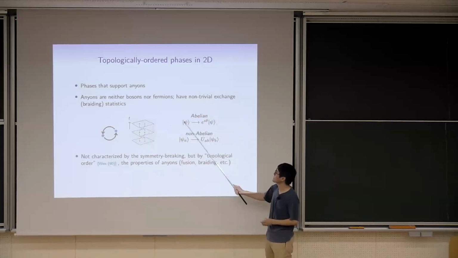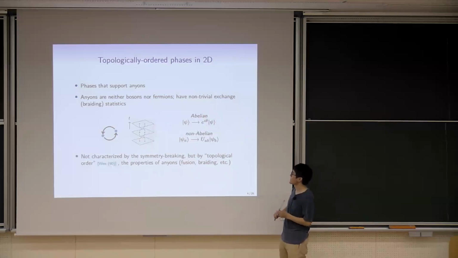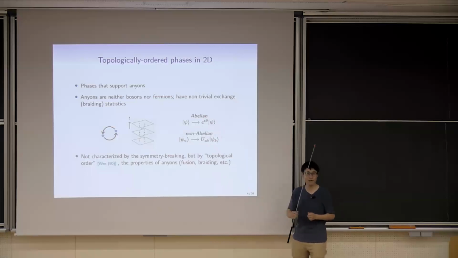This is the somewhat simpler version, where we say we have abelian anyons. On the other hand, if you have this type of more exotic exchange statistics, where not just a phase but we actually get a different state, we say we have non-abelian statistics.